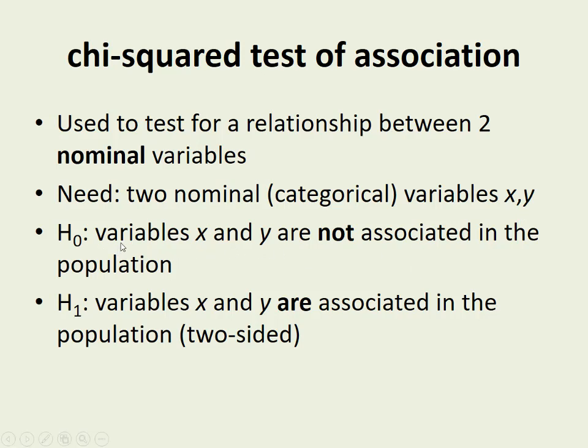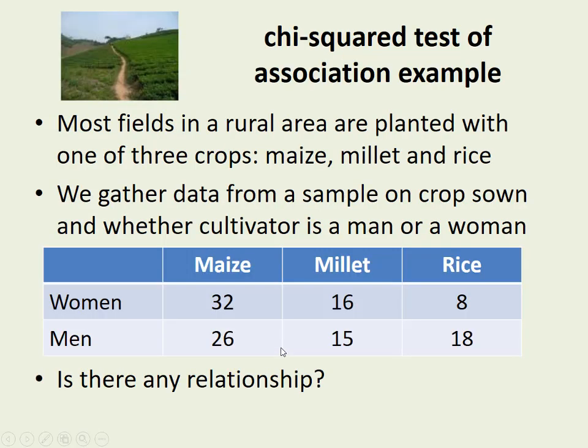So the null hypothesis is that the variables are not associated in the population, and H1 is that they are associated in the population. Normally there's not a one-sided one. If you're dealing with ordinal data, so there's an order, then you could have a one-sided one, but then again the chi-squared might not be the best test for that. So most often chi-squared is just a two-sided one. So those are the two alternative hypotheses.